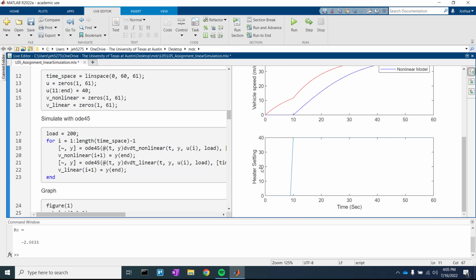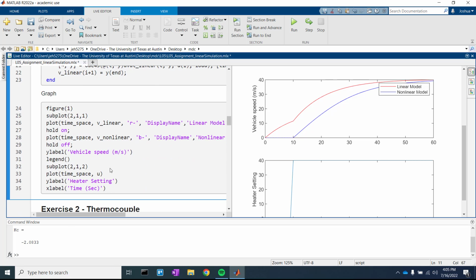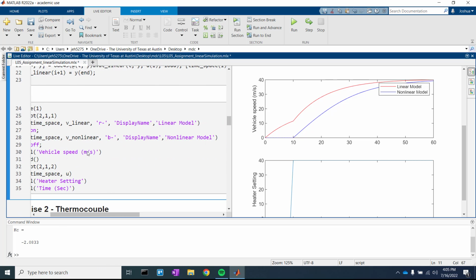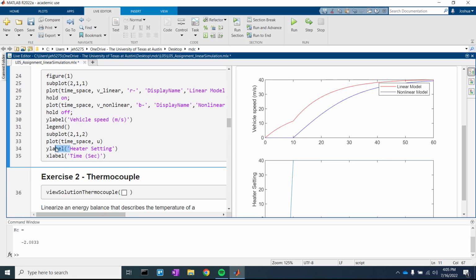Nonetheless, as time goes on, and especially as we reach that 40 meters per second, and this heater setting, or not the heater setting, that's embarrassing. That's from the temperature control lab, and obviously someone copied and pasted this. Nonlinear, where's our plot? This is not heater setting, this is velocity, or this is pedal setting. Alright, this pedal setting is at 40, which is our steady state condition, and we're going to approach this 40, which is our other steady state condition.